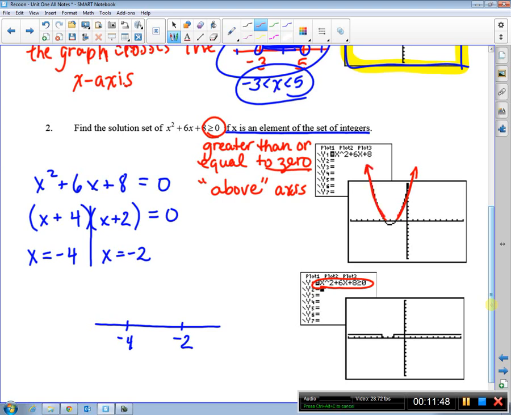Now let's think about that. We know the graph is hitting at -4 and at -2. So if I shade this part, these x's are greater than or equal to -2. And if I shade this part, those x's are less than or equal to -4. And notice that those two separate parts, so we need the word or.